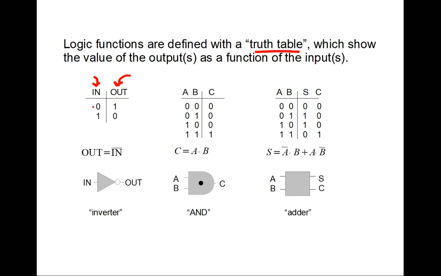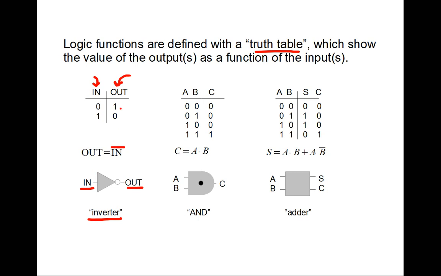If the input is a 0, the output is a 1. If the input is a 1, the output is a 0. Well, truth tables become kind of awkward, so we can write this as a Boolean logic expression by saying the output is equal to the inverse, this over bar here, of the input. We can also symbolically represent this as the input going through this triangle with this little circle on the end of it, which produces an output, and we give it the name inverter function.